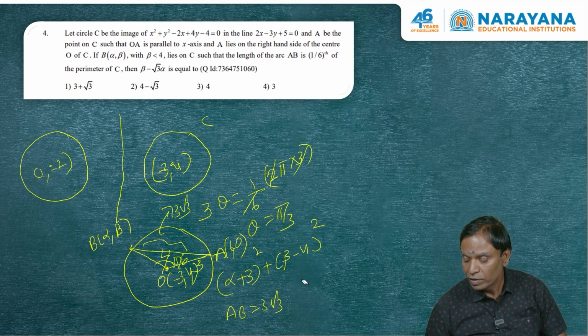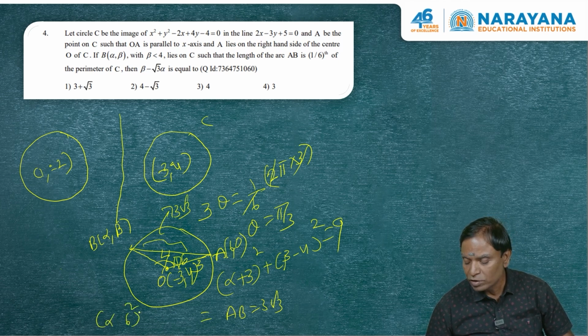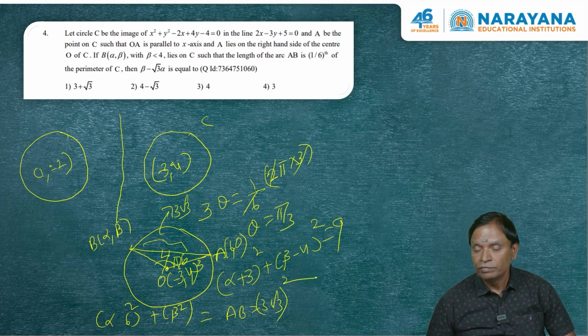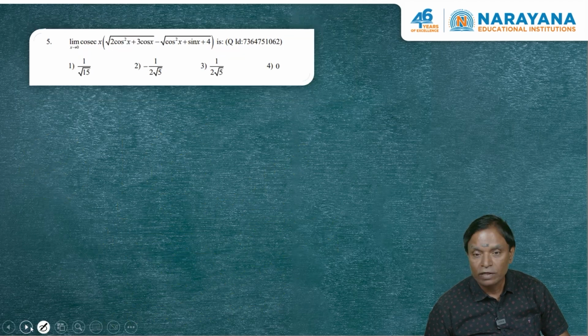Okay, this I will remove it here. This you can write it, or else you will get confused. Okay. By using these two equations, you can go for one more step. AB is nothing but alpha minus 6 whole square plus beta square is equal to 3 root 3. Now what you can do is solve these two equations and get alpha and beta, and from there you can write beta minus root 3 alpha. Okay. Now let us go to the next question.